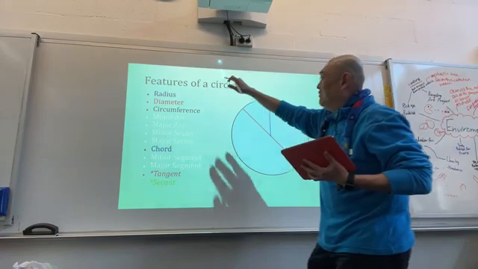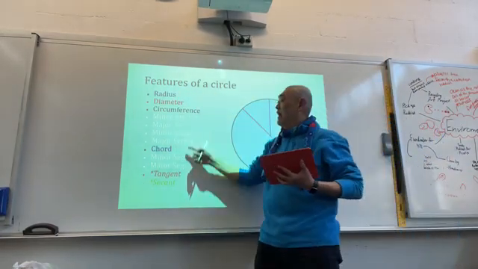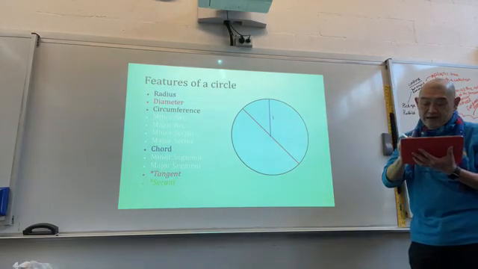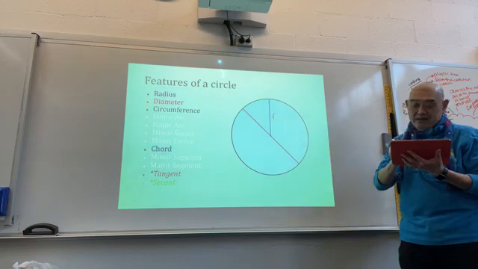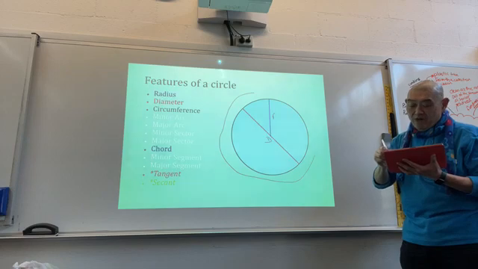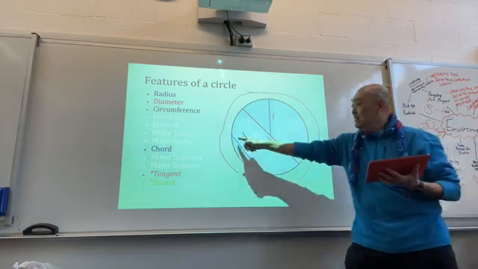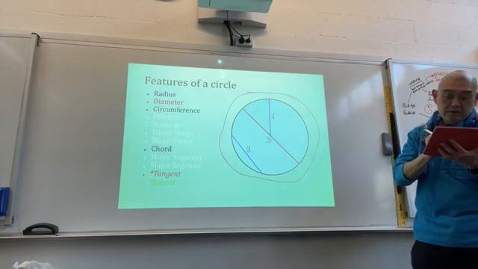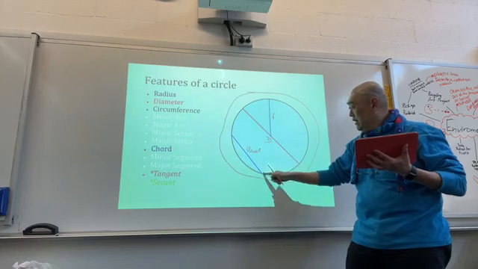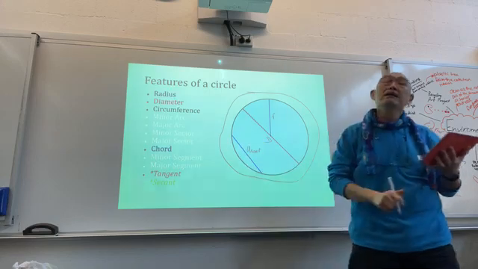First thing that we need to know is just some features of a circle. These are all the terms that you need to know, and each slide that I have will have a different color. For example, radius. This is the radius. This is the diameter, you should know that. Circumference is just the whole of this circle. Chord. It's just that. That is the chord. A chord touches the circumference of the circle only, and is within the circle.